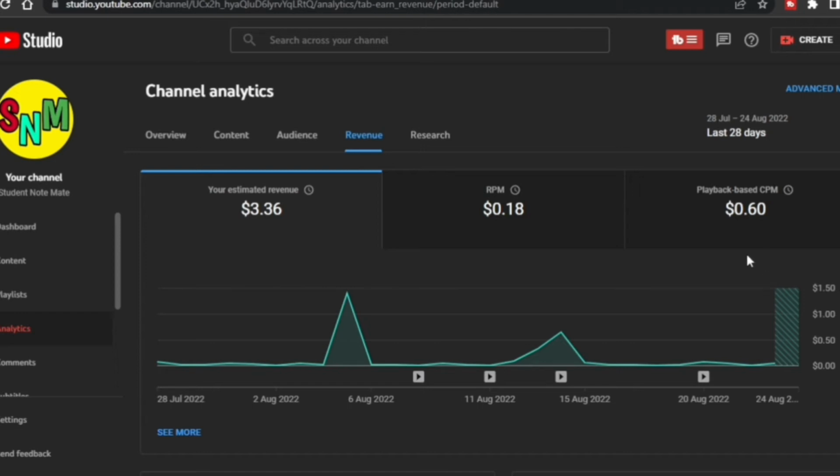But CPM is not the real amount of money that you will be getting from the YouTube, because if you are a YouTuber, you guys might know that YouTube takes, I think, around 45% of the revenue that you generate from the video, and the rest 55% is yours. I believe the number might be a little bit different, but YouTube takes about 45% of the ad revenue. So $0.60 is not the actual amount of money that I will be getting in my YouTube channel per 1000 views. So the RPM here shows $0.18. RPM is that amount that you get per 1000 views.